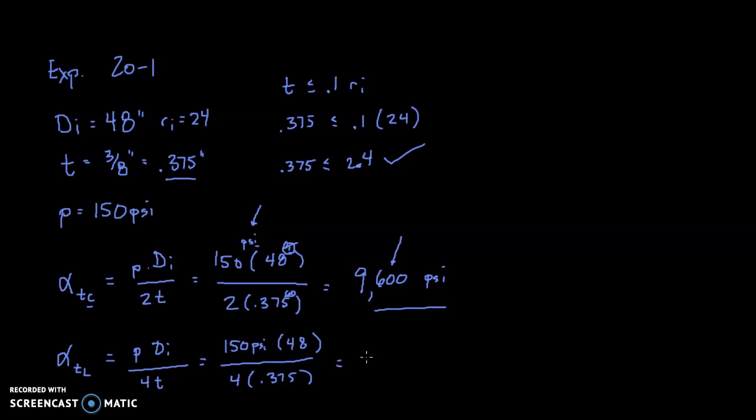0.375. But if you're looking for a shortcut, we know that dividing by 4 is going to result in a number that is half of what it would be dividing by 2. So basically we could just take that circumferential stress, assuming we calculated it correctly, divide it by 2, and get 4,800 psi. This is the longitudinal. And again, this up here is the circumferential, or sometimes also called hoop stress.